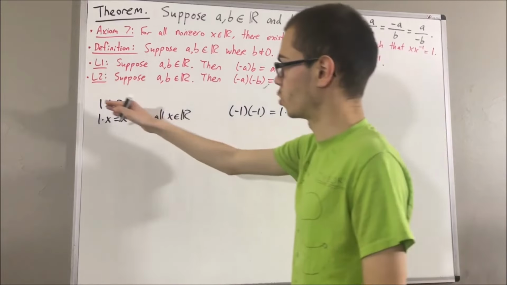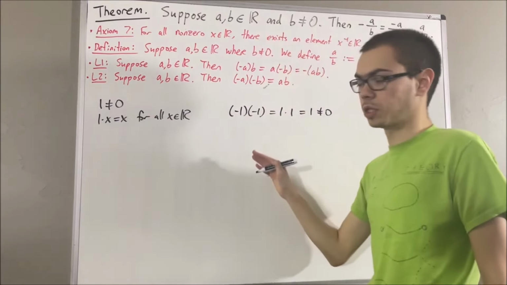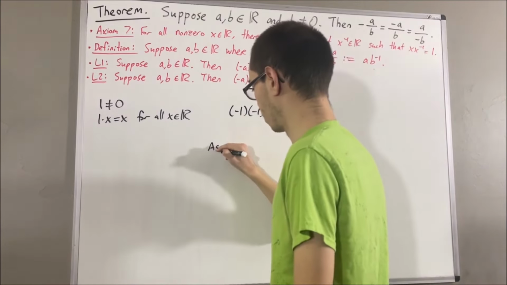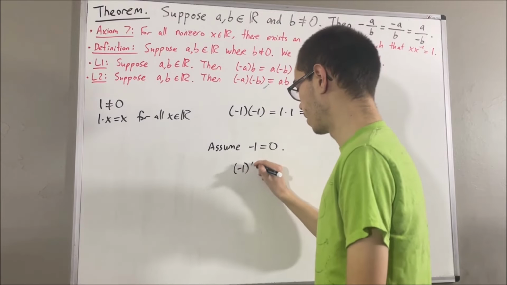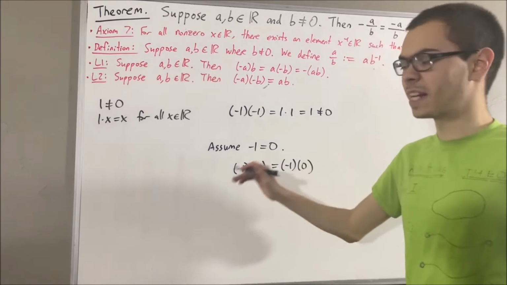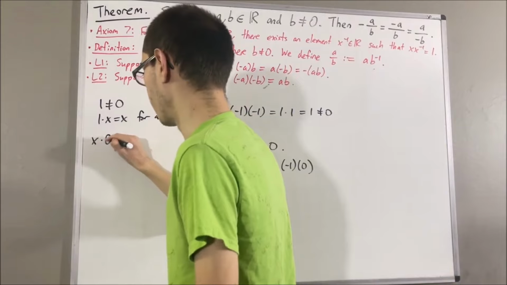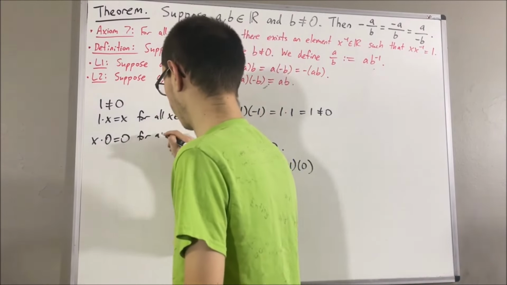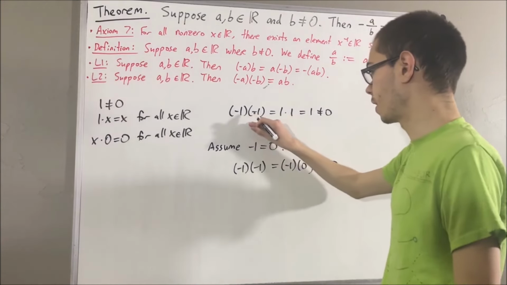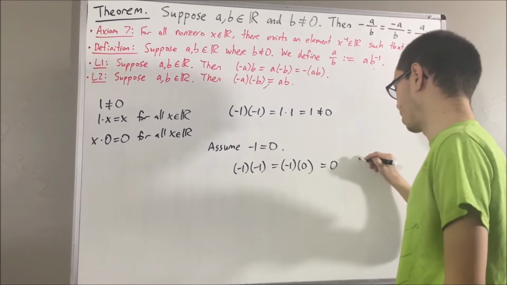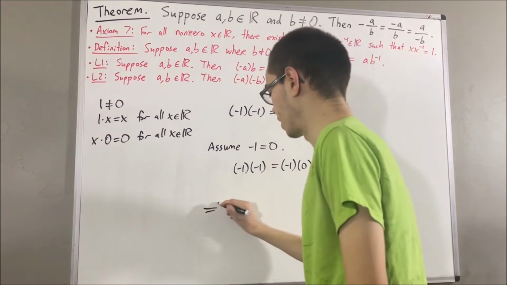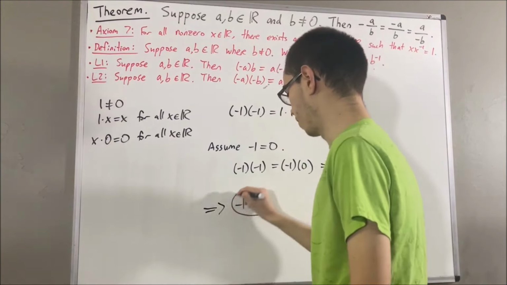Well, the claim is, not only is 1 not equal to 0, but negative 1 is not equal to 0. And to see why, assume for a contradiction, we instead have negative 1 is equal to 0. Well, then we have negative 1 times negative 1 is equal to negative 1 times 0. And we have proven in our real number system that for all real numbers x, x times 0 is equal to 0. So we see from this, negative 1 times 0 is equal to 0. But we just showed that negative 1 times negative 1 is not equal to 0, so this is a contradiction. Our assumption that negative 1 is equal to 0 led us to a contradiction, so we must instead have negative 1 is not equal to 0.